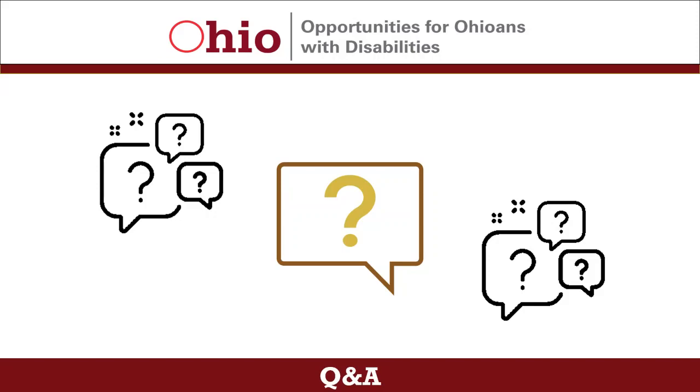And one pre-submitted question was, how do you respond to an individual with a disability if they are attending a virtual or in-person event and they didn't request an accommodation but need one at that time? Yeah, that's a good question, and that happens.